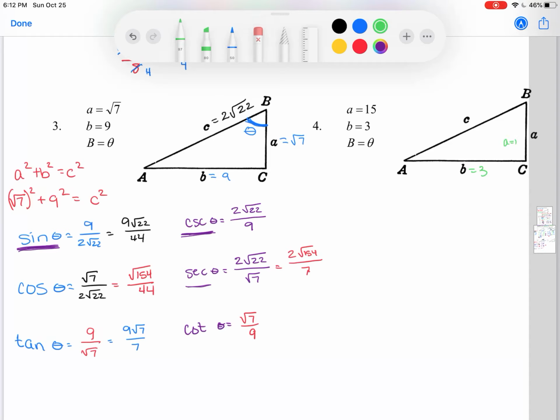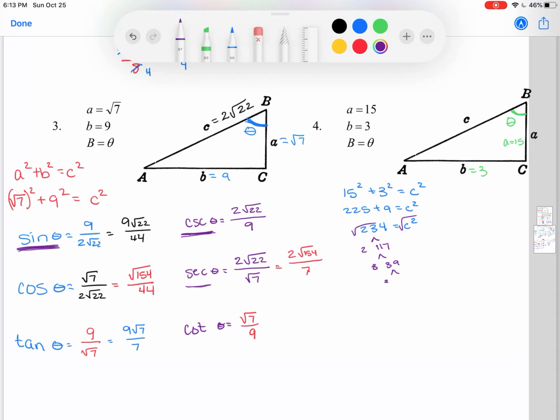And last but not least, example 4. Label what we know. They gave us B equals 3. They told us A equaled 15. And they're telling us yet again to reference this angle up here in the corner with capital B. So to get started, I need to find out what my C is. So I do A squared plus B squared equals C squared. 15 squared gives me 225 plus 9, which is 234.